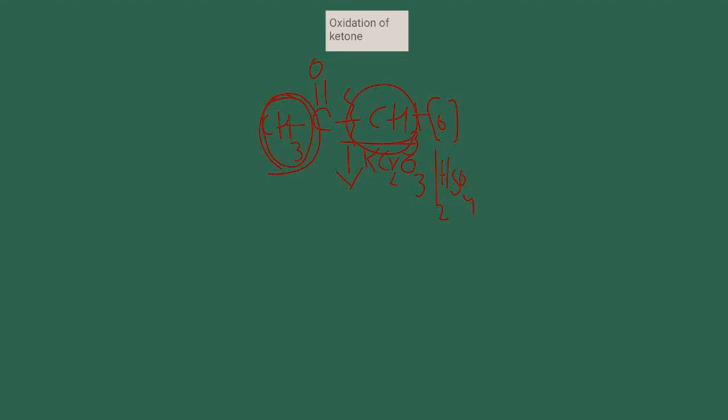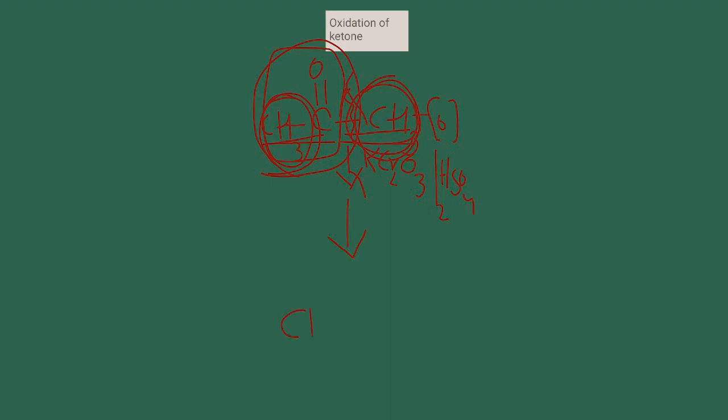So I am going to do cleavage from one side and it will result in an acid. This part has 2 carbons and this part has 1 carbon. 1 carbon forms formic acid when it is oxidized, and the other part has 2 carbons, it will form acetic acid. Alright, now let's solve it.